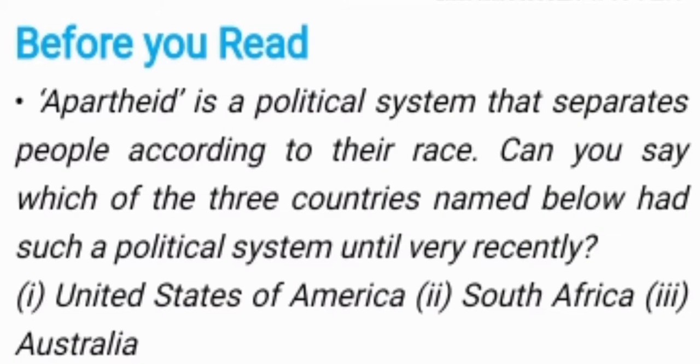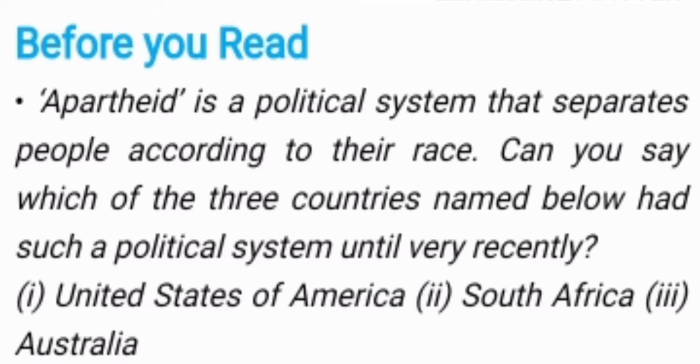First of all, we will see before you read. Here the word apartheid is written. First of all, we have to understand this word because this word is used many times in this lesson. Apartheid is a political system that separates people according to their race. It means they separate the people according to their caste or color.